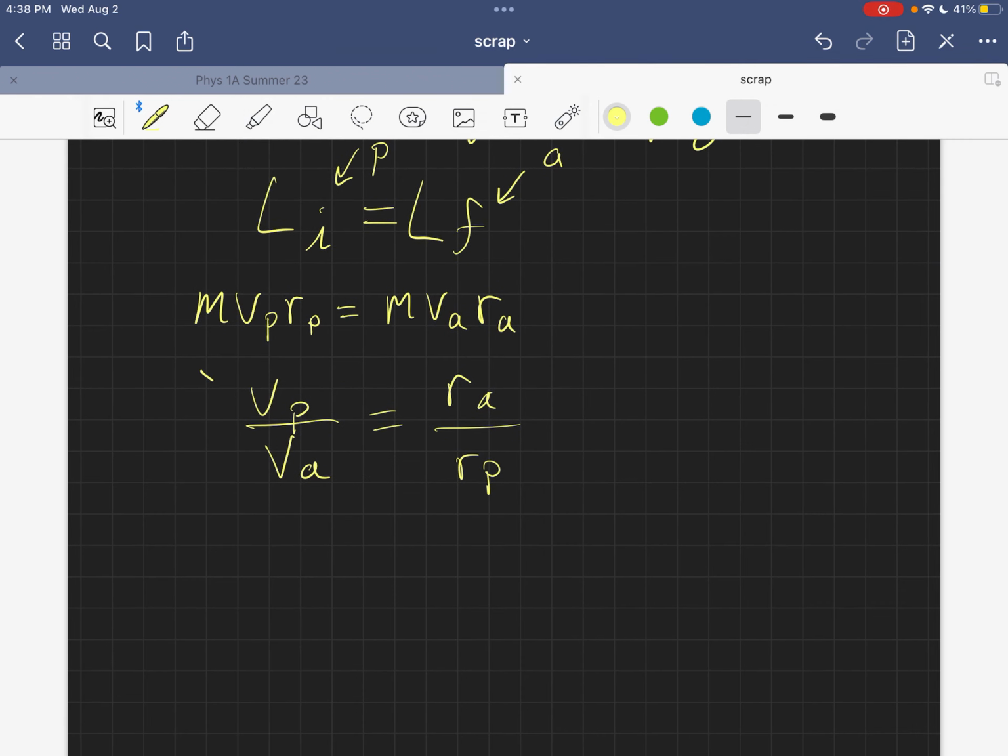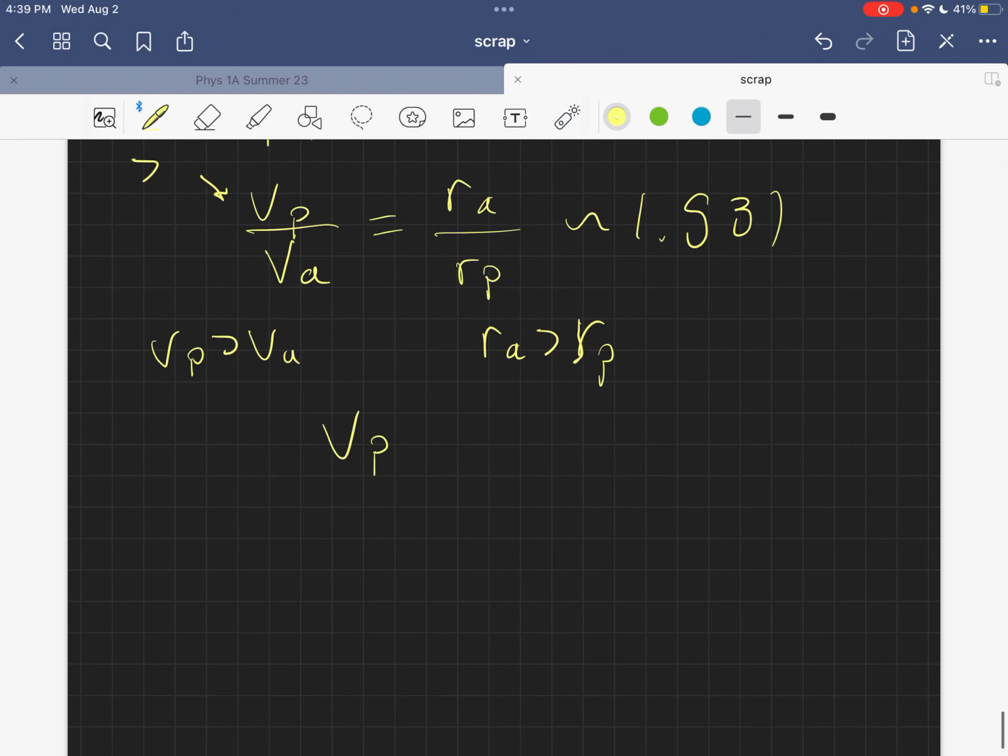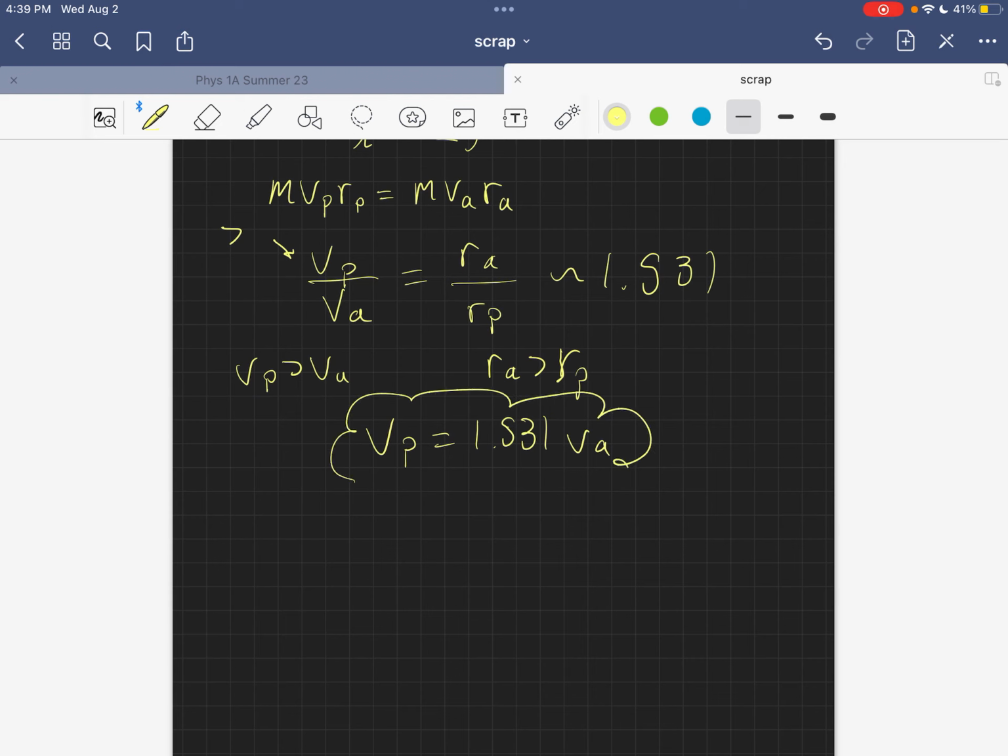Which makes sense, because the velocity at perigee is higher than the velocity at apogee, right? And the radius at apogee is higher than the radius at perigee. So both of these fractions would be greater than 1. Right? And they're about 1.531. Okay? Okay, so we're going to keep this in mind for part C, right? We're going to need this relationship.